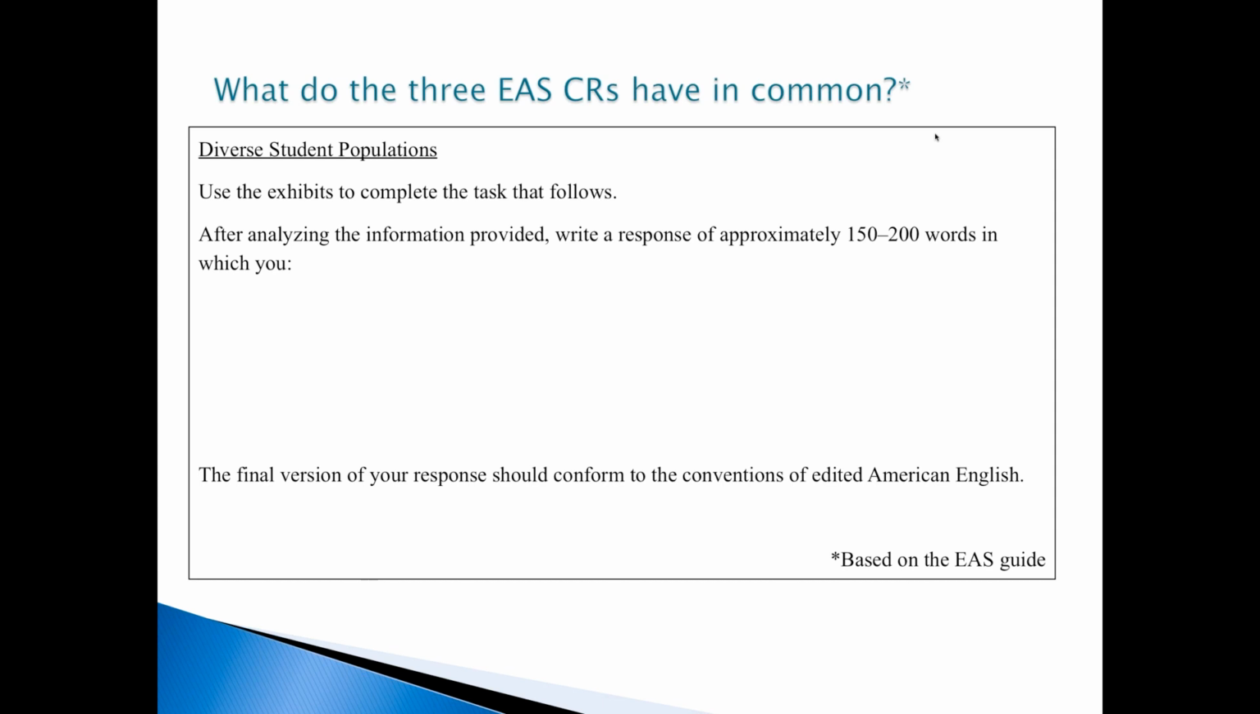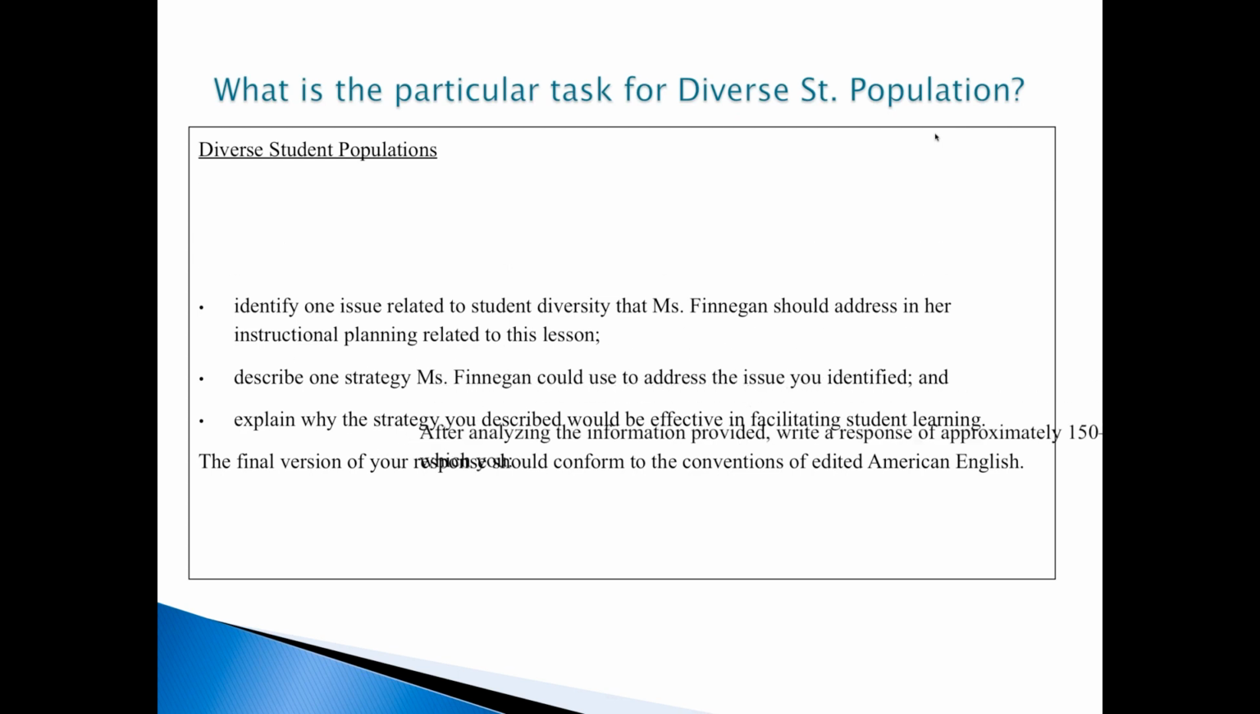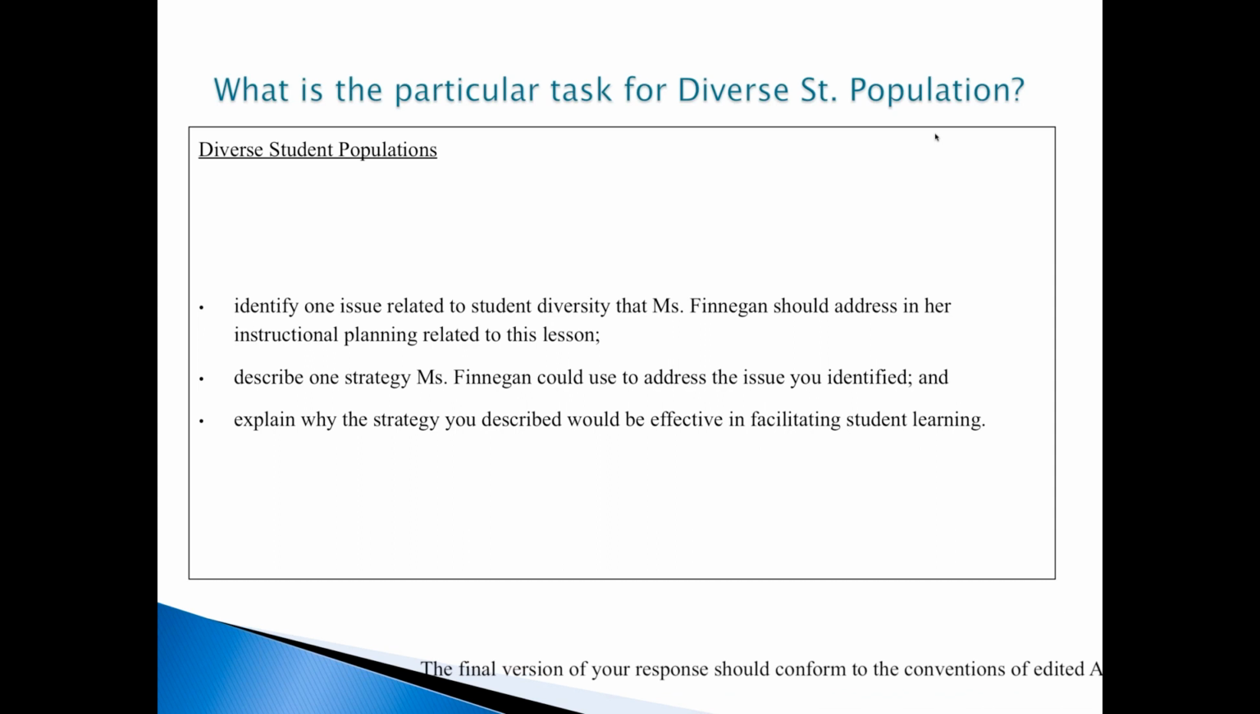You'll see these words, something like this, very similar to this, for all 3 areas. And then what's particular about the task, we'll get rid of the things that have in common across the 3. For this particular task, you're going to need to identify one issue related to student diversity that Ms. Finnegan should address in her instructional planning related to this lesson.